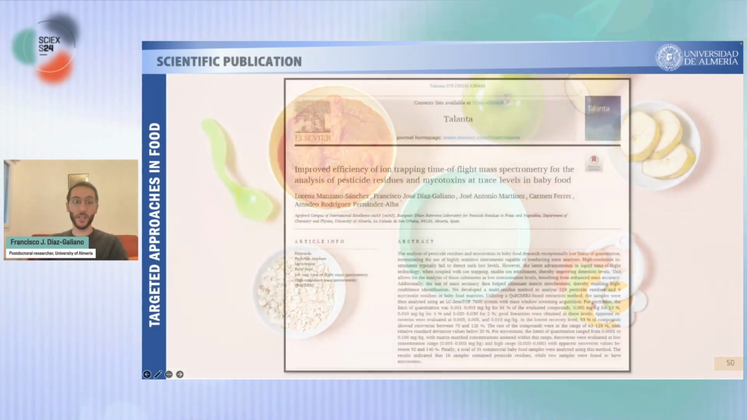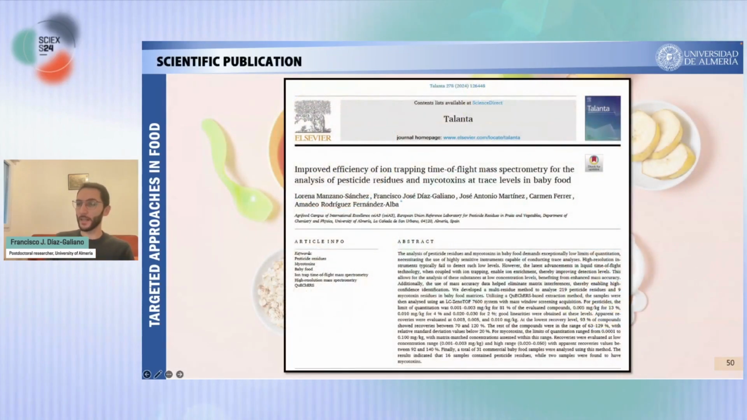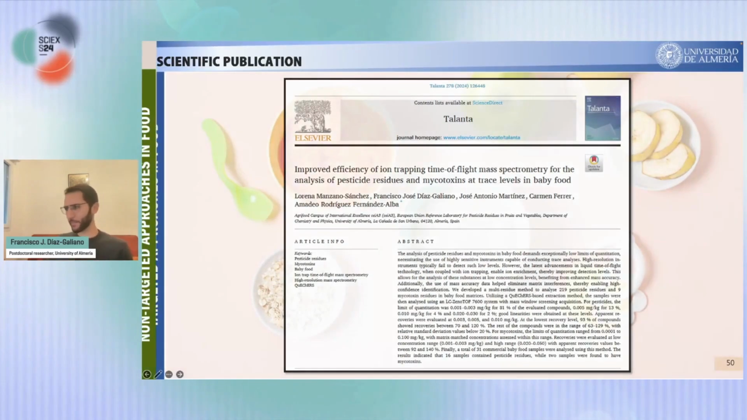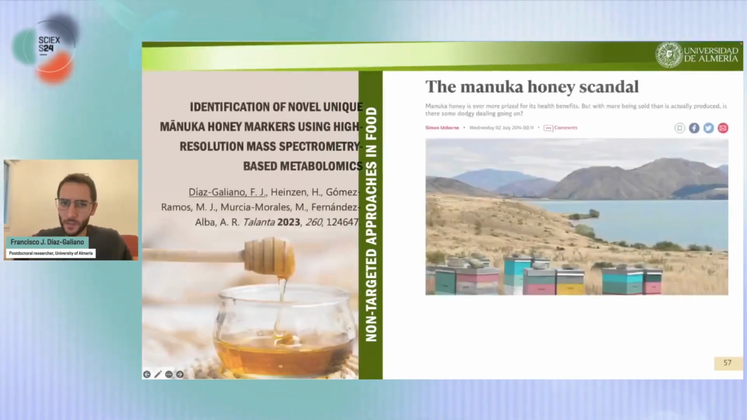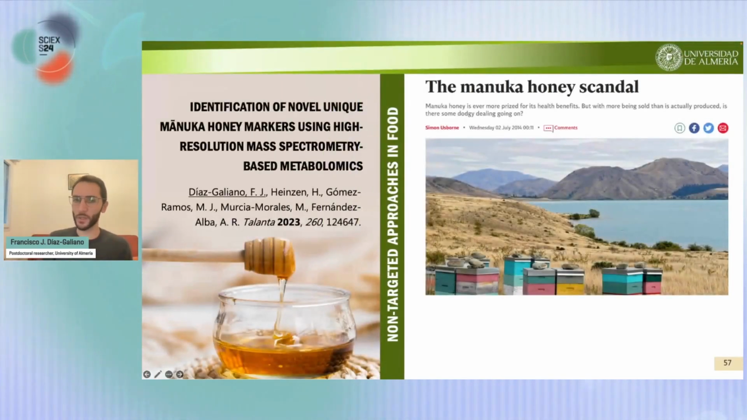So everything I have discussed here and much more regarding the targeted analysis can be found in this publication that I showed you before. And now I'm going to move on to the second part. This will be a bit shorter than the first one, on the usefulness of QTOF HRMS to fight against fraud in valuable commodities. For this work, we selected a very valuable commodity, which is Manuka honey, which had recently been the target of fraudulent commercialization.